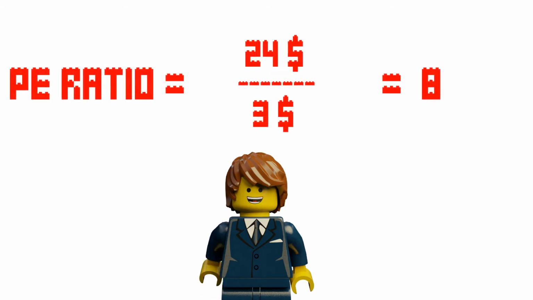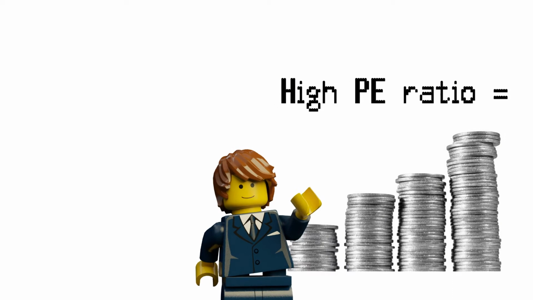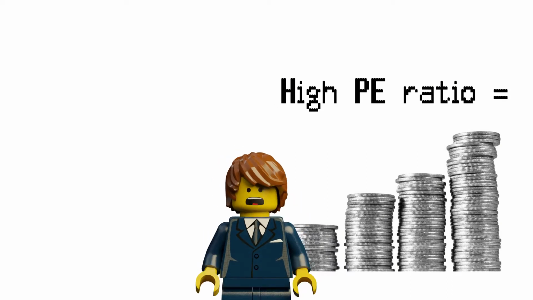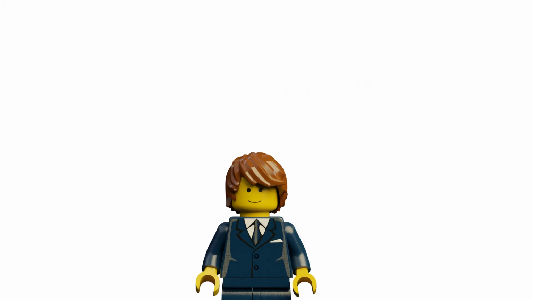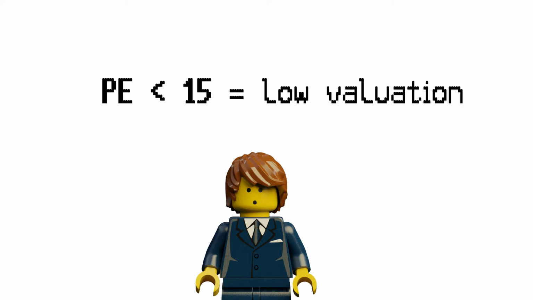If share A is trading at $24 and the earnings per share are $3, then share A has a P/E ratio of 24/3 equals 8. Generally speaking, the higher the multiple, the more expensive a stock is considered. Some investors may say that a P/E of 20 or higher indicates a relatively high valuation, and a P/E of 15 or less indicates a relatively low or more conservative one.